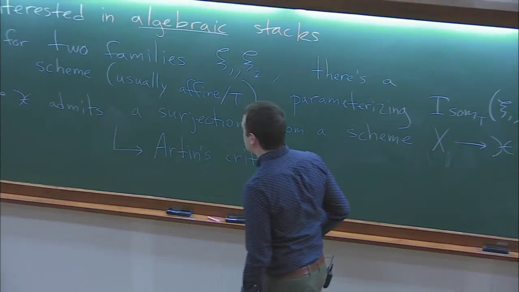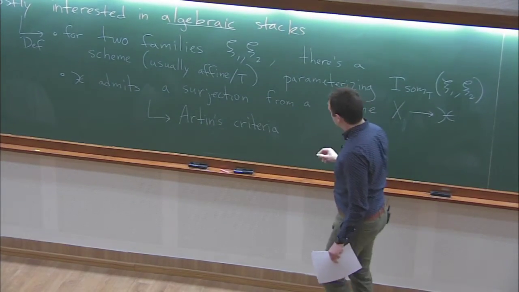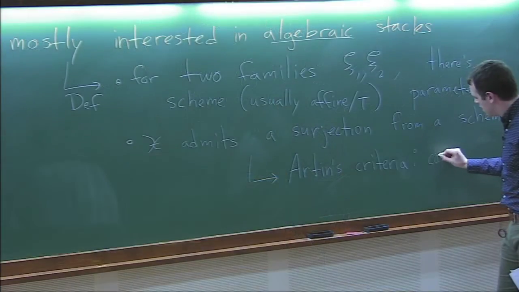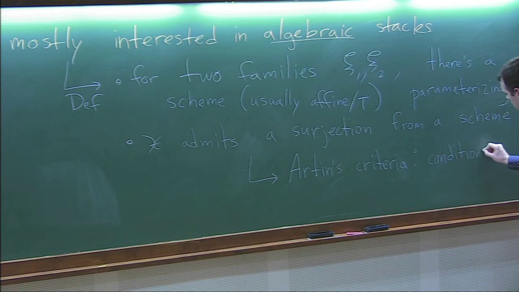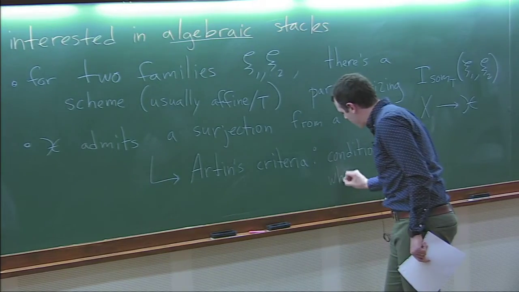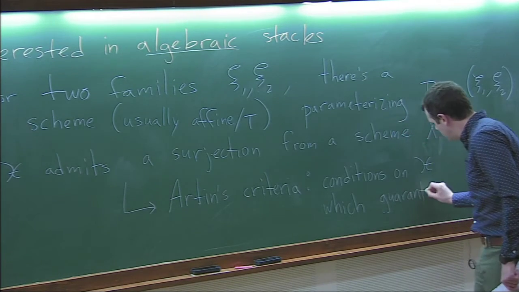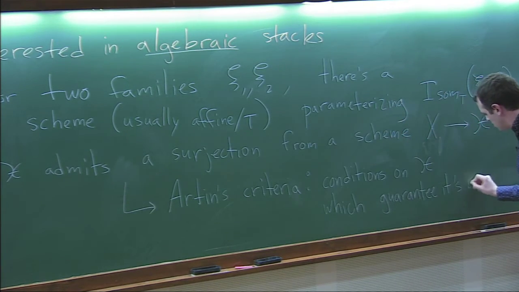Artin's criteria give a very explicit and actually checkable list of conditions on my sheaf X, which guarantee it's algebraic. That's just an instance of this philosophy. And these are checkable in many examples.